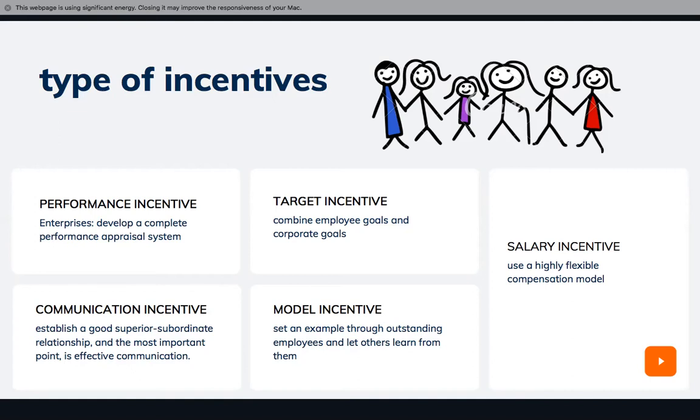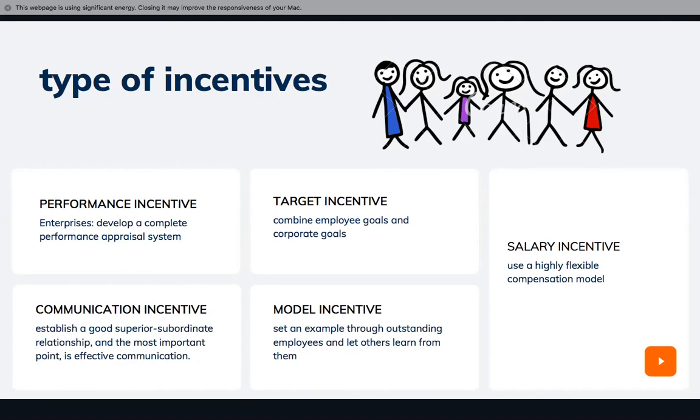The next one actually is communication incentive. Maintaining a good relationship between supervisors and subordinates plays a special role in mobilizing the enthusiasm of subordinates and motivating them to work actively for the company. To establish a good relationship between supervisor and subordinate, the most important point is effective communication.